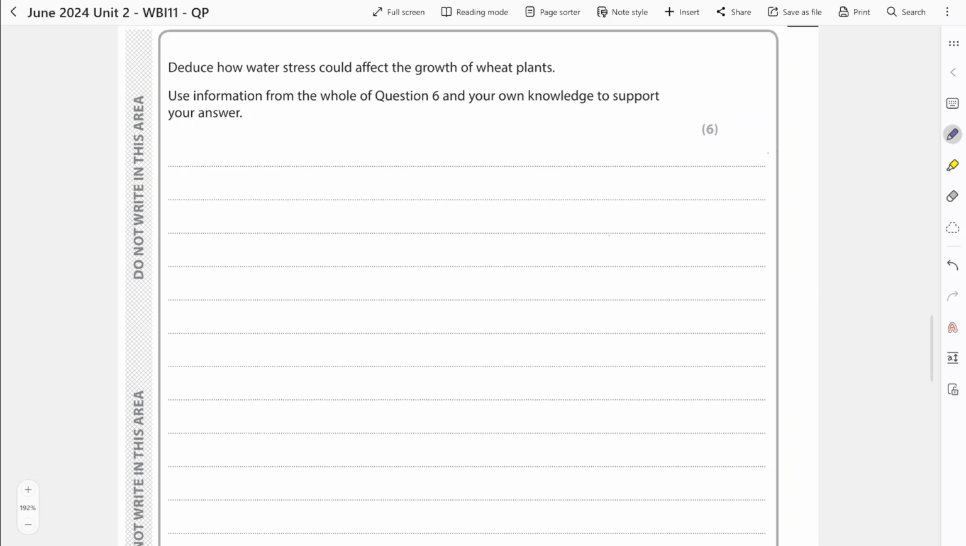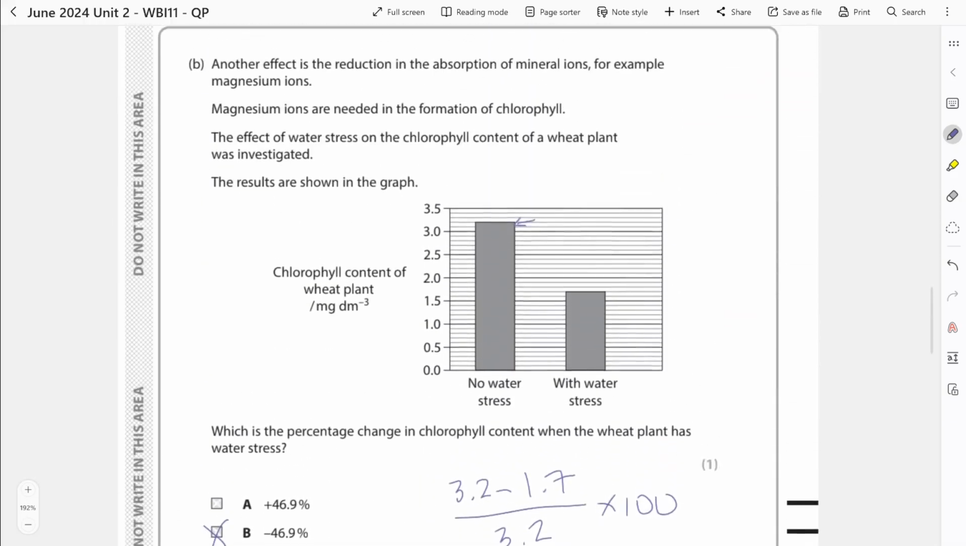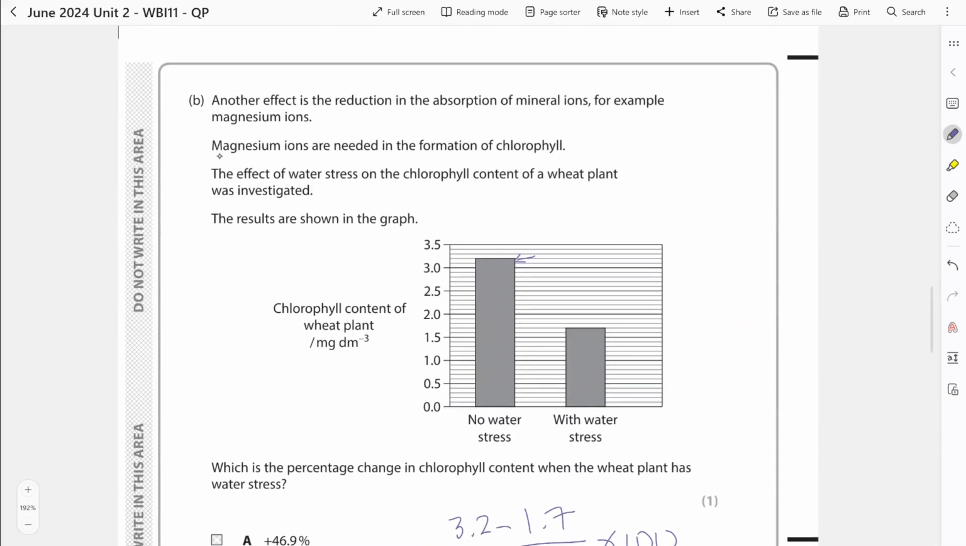So in order to answer this question, you need to talk about the trends that you see from the graph. So you need to describe the data, and you need to link that to how you would think that would impact the growth of the wheat plants. And remember to read the entire question. So for example, earlier here, they mentioned that magnesium ions are needed for chlorophyll formation. So that's important to keep in mind.